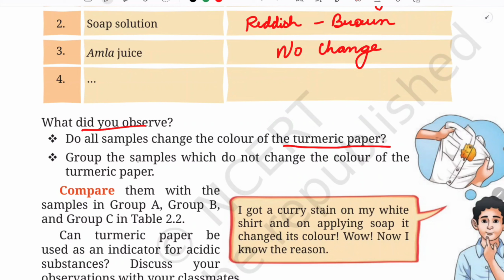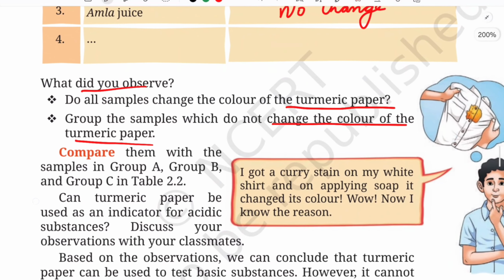All samples don't change the color of the turmeric paper. Group the samples which do not change the color of the turmeric paper. So what are those things which do not change the color? That is your lemon juice, your amla juice, your tamarind water, that is your imli water, and vinegar. This will be the group which doesn't change any color, as well as tap water, sugar solution, and salt solution. These were the samples that we took earlier in activity 2.1, isn't it? So there will be no change; there will be a change only in group B, that is your soap solution, baking soda solution, lime water, and washing powder solution. Okay, so I hope you got it.